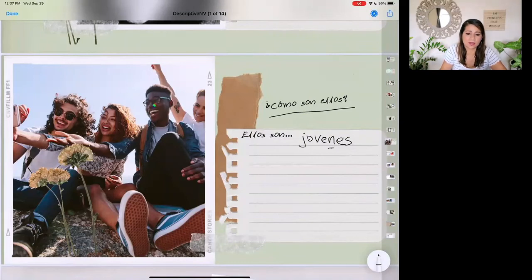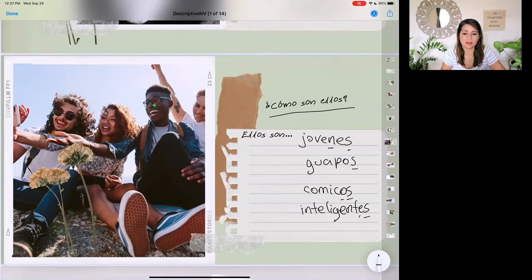Ellos son jóvenes. If I wanna say they're good looking, I could say ellos son guapos. If I wanna say they're funny, ellos son cómicos. If I wanna say they're smart, ellos son inteligentes. Okay, notice all of my adjectives have S's at the end. When it ends in a vowel, like here, O or E, I can just add the S. But if it doesn't end in a vowel, then I have to add ES.